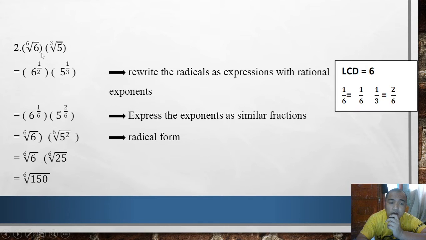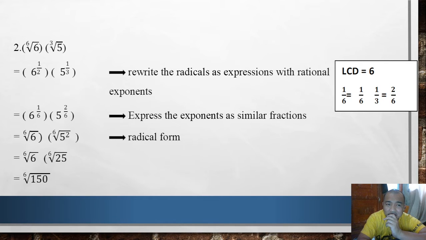Another, 6th root of 6 times cube root of 5. This can be written as 6 raised to 1/2 times 5 raised to 1/3. Again the LCD is 6, so this will be written as 6 raised to 1/6, 5 raised to 2/6. Where did this come from? Wait, there is a mistake. 6 divided by 2 should be 3. It should be 3/6 here, another mistake. Sorry for that.